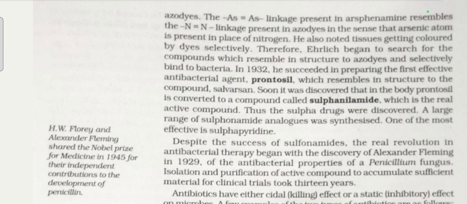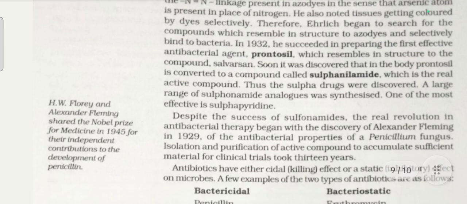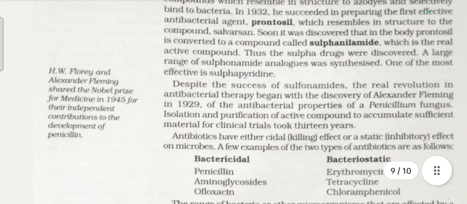A large range of sulfonamide analogues was synthesized. One of the most effective is sulfapyridine. Despite the success of sulfonamides, the real revolution in antibacterial therapy began with the discovery by Alexander Fleming, in 1929, of the antibacterial properties of a penicillium fungus. Isolation and purification of active compounds to accumulate sufficient material for clinical trials took 13 years.